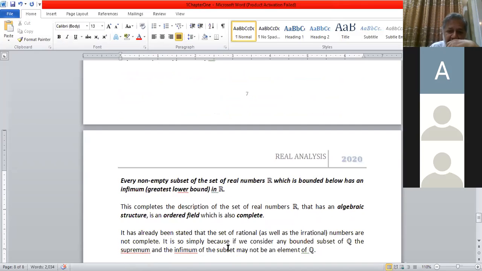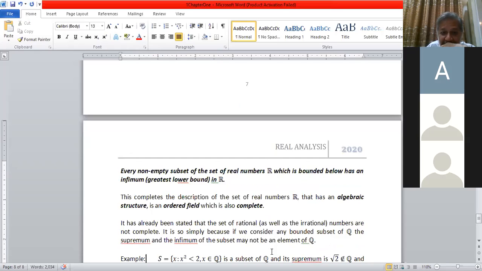So this completes the description of the set of real numbers R that has an algebraic structure. It has order. It is a field. It is an ordered field. It is also complete. It has already been stated that the set of rational numbers as well as the set of irrational numbers are not complete. It is so simply because if we consider any bounded subset of rational numbers, the supremum and infimum of the subset may not be an element of the set of rational numbers.